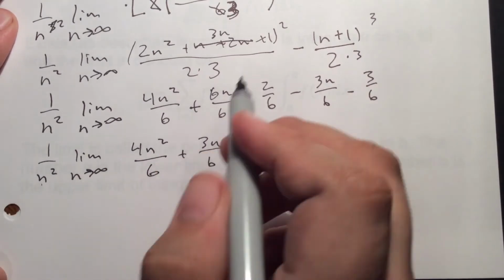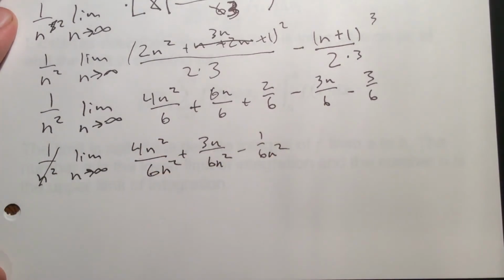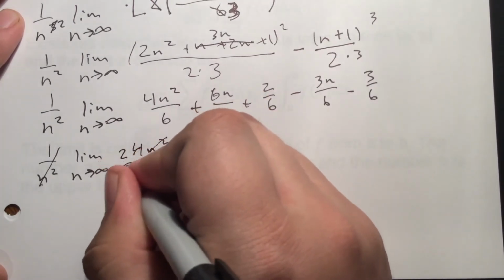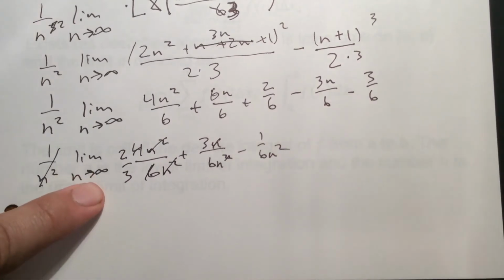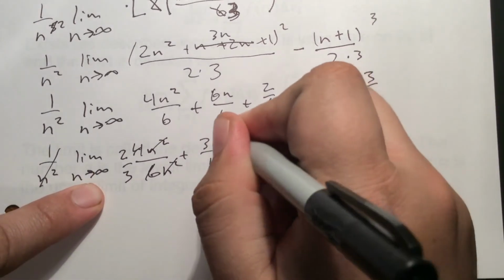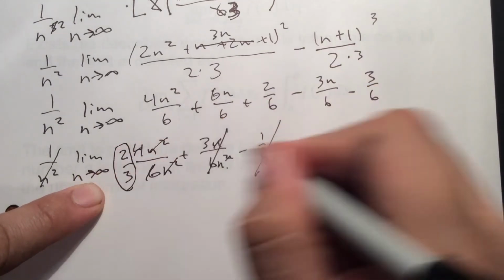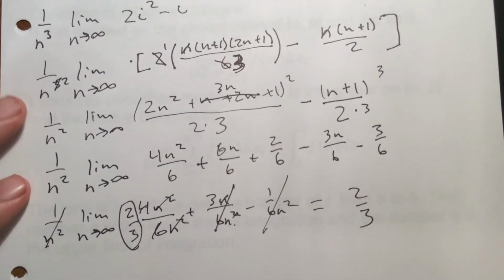So if we distribute this here in, this will get an n squared, this will get an n squared, this will be an n squared. So those can cancel, and this will reduce to 2/3. Here 1 cancels, here none cancels. So as n goes to infinity, this is going to be small over big, which is going to be gone. Small over big, gone. So this is all we have left, which is 2/3.